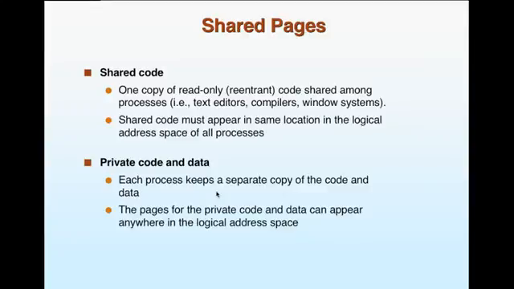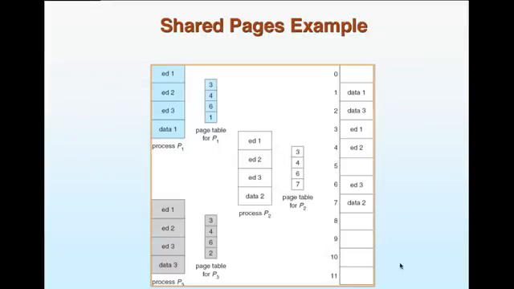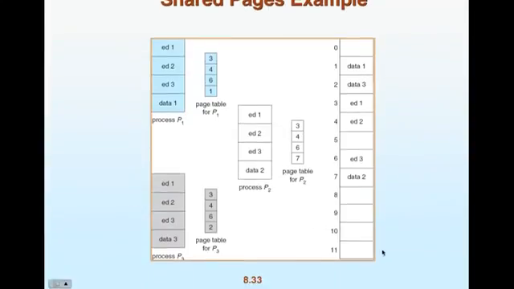So we have the private code and the data associated with it, so each process keeps a separate copy of the code and the data. The pages for the private code and the data can appear anywhere in the logical address space. And here's our shared page example, where we've got the same data in memory mapped to multiple different processes.